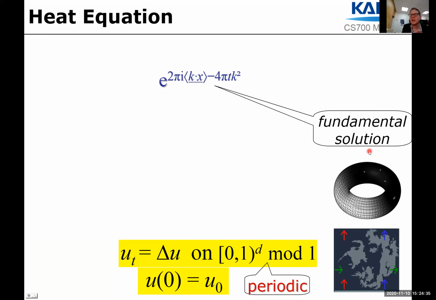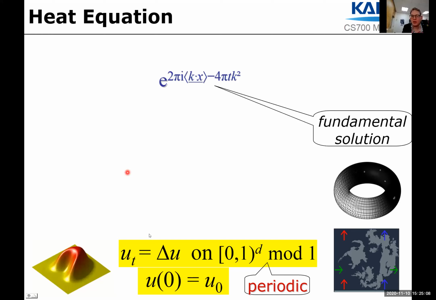Okay, so this is indeed a solution, and it's a fundamental solution. In particular, it's a periodic solution, right? So if we here add 1 to the argument x, then because of the periodicity of the exponential function, the whole value will not change. So this is really a nice periodic function with all its derivatives. It's a well-defined function on the torus.